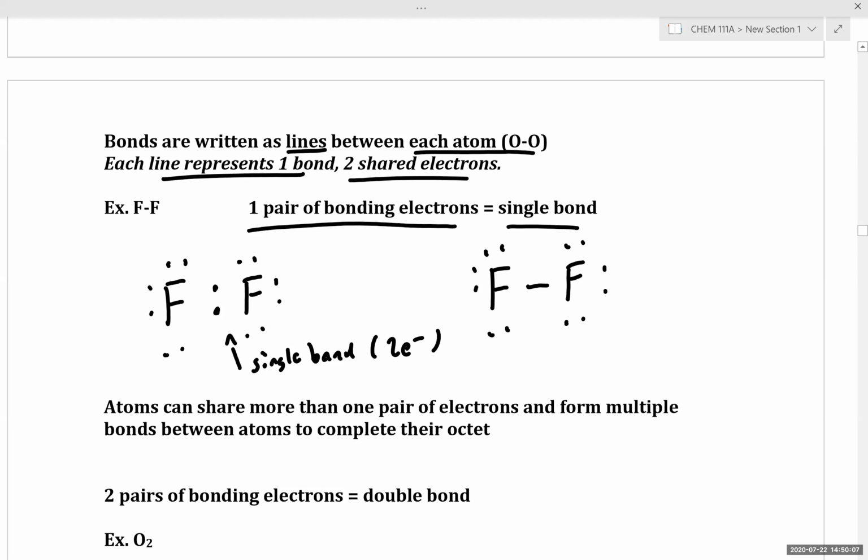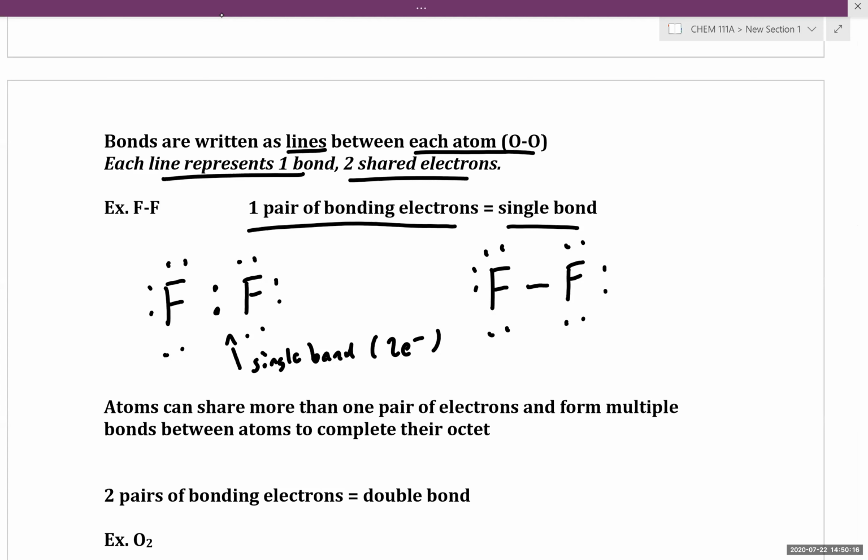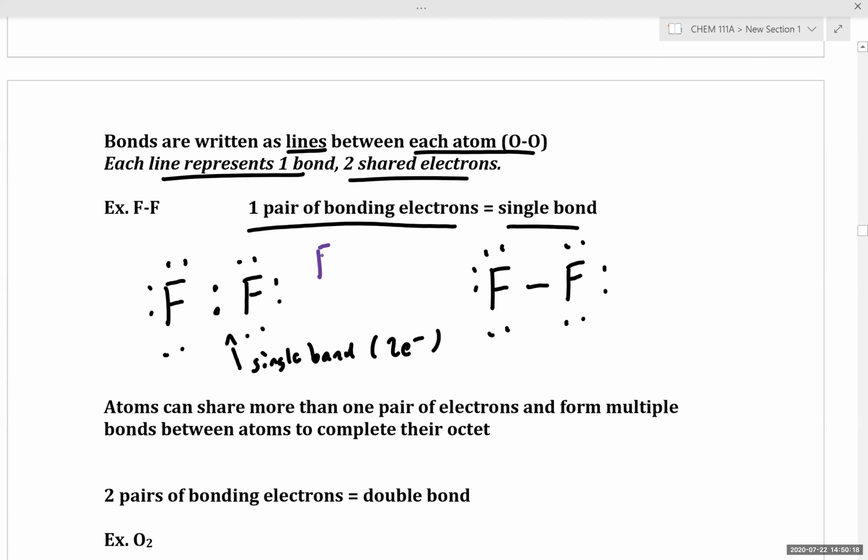So just to make sure we're on the same page, if we look at the amount of electrons that are belonging to each fluorine atom, how many electrons belong to each fluorine atom? So if we look at this fluorine atom on the right, how many electrons belong to that fluorine atom? 8. Yep, we have 6 plus 2, which gives us 8 electrons. So we're still fulfilling the octet rule.